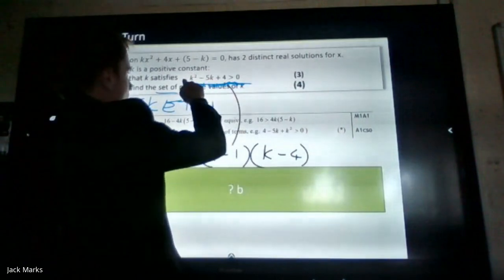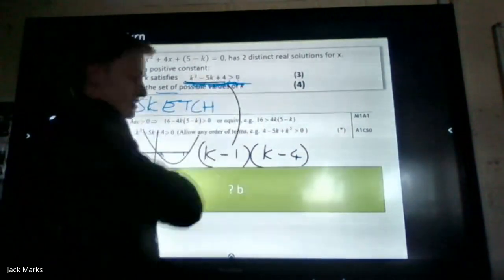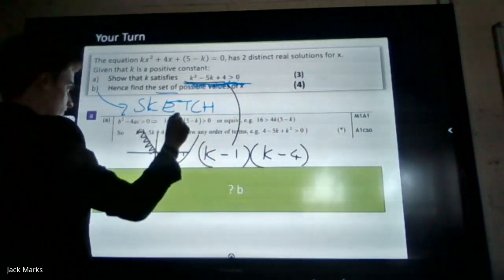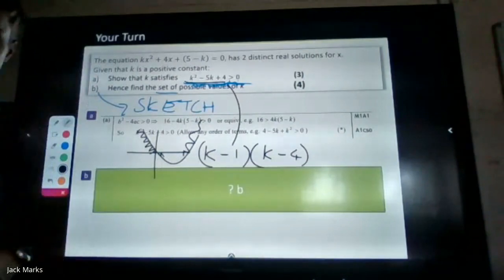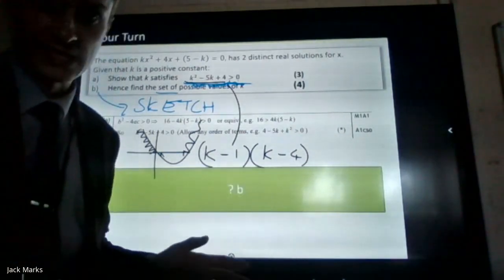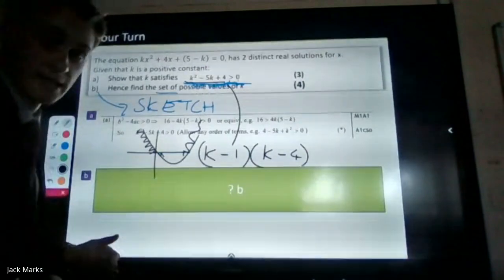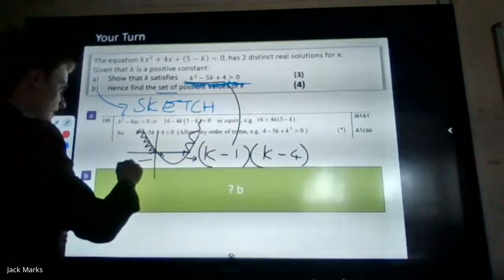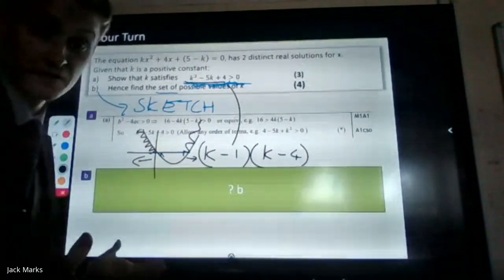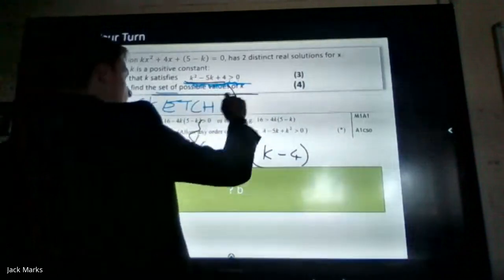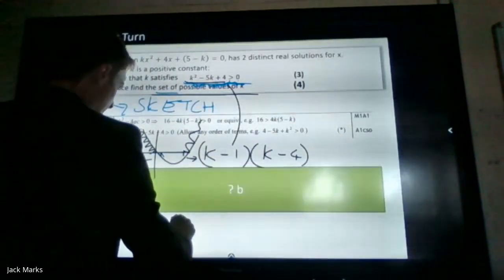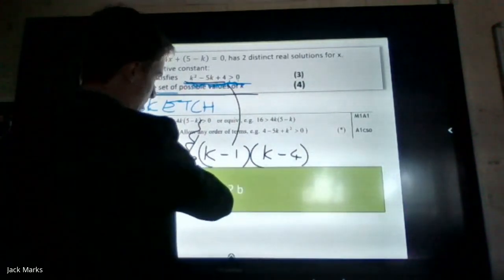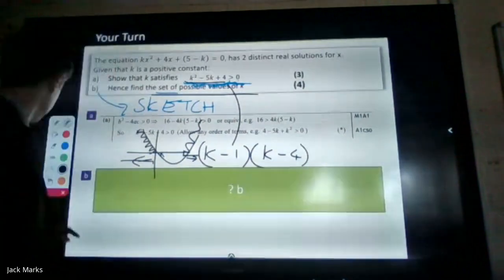Now, where is the graph greater than 0? It's greater than 0 over here and over here. Okay, if you sketch it, you will see this really, really easily. It doesn't have to be a great sketch. It just has to be something quick to help you think about it. So when k is over here and when k is over here, this works. And that's the final piece, okay? Find the set of possible values. So we will say that k can be less than 1, or it can be greater than 4. That's what we're looking for.